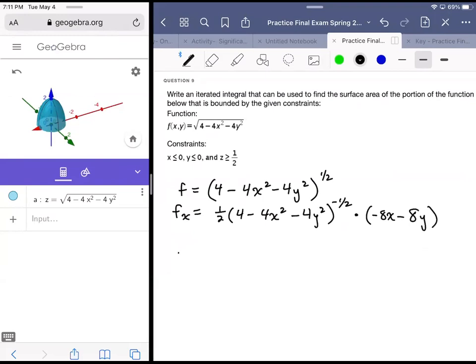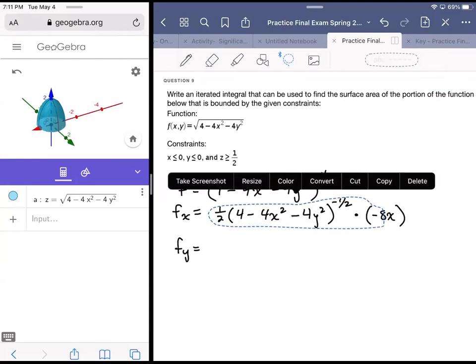And f sub y is going to be pretty much the same stuff. Oh, it's sub x. Sorry, my bad. There we are. F sub y is going to be pretty much the same stuff, except it's going to have a negative 8y at the end.